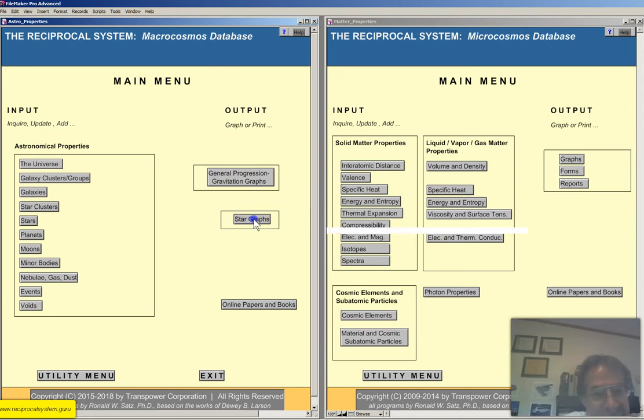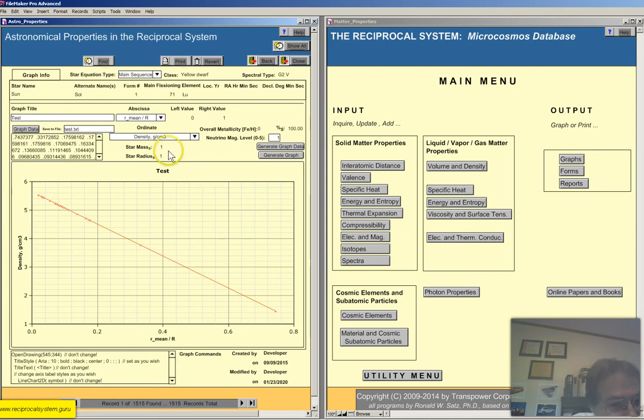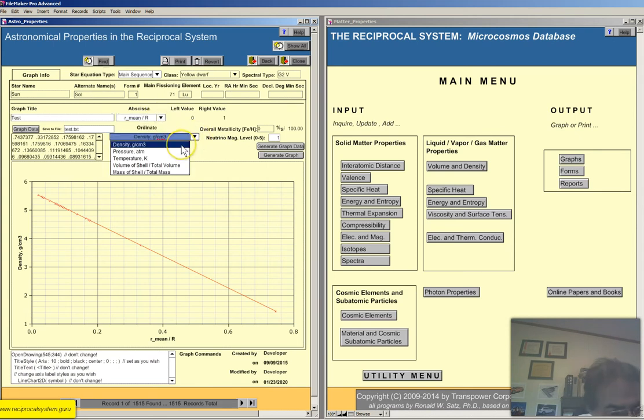So let's click on that. And we're going to go with the sun, which is the most important star, of course, for us. Let me just show you what the choices are. For the abscissa, you can have R mean over R, so that means it's starting from the center, basically, and of course you can also have atomic number. We'll get to that in a moment. For the ordinate, we can have density in grams per cubic centimeter, pressure in atmospheres, temperature in Kelvin, volume of shell divided by total volume, and mass of shell divided by total mass.